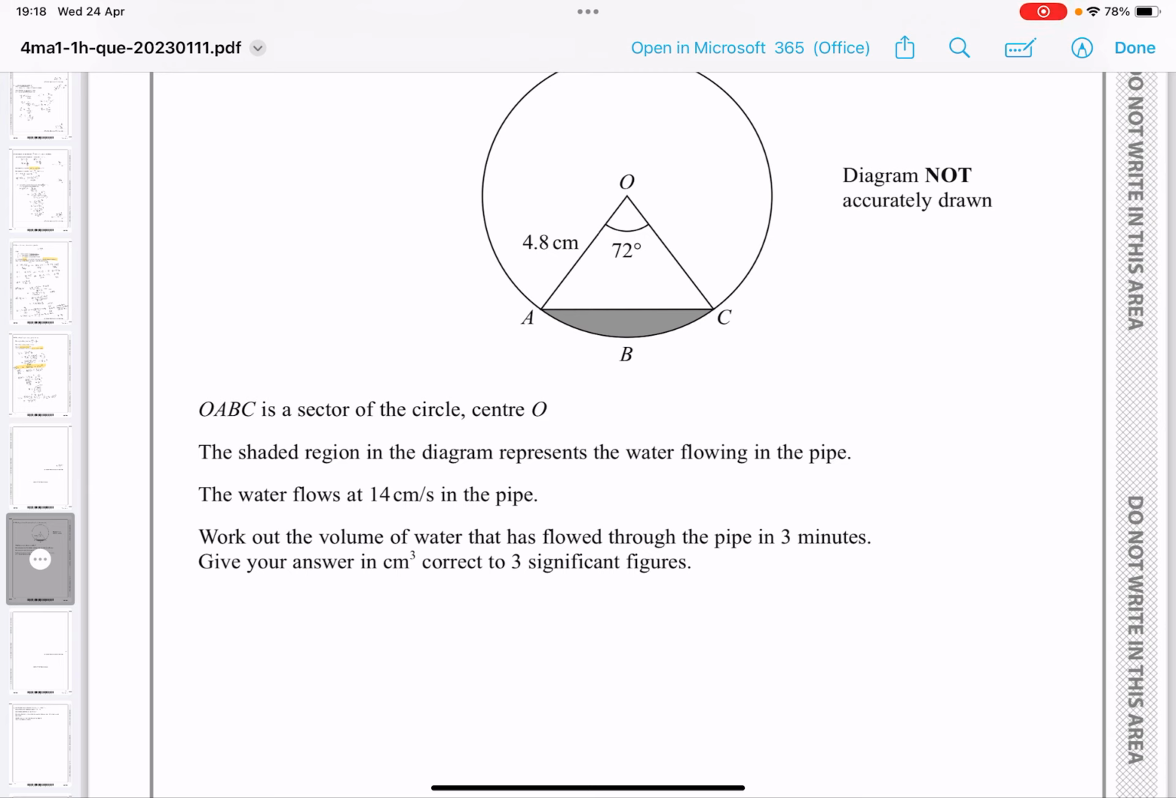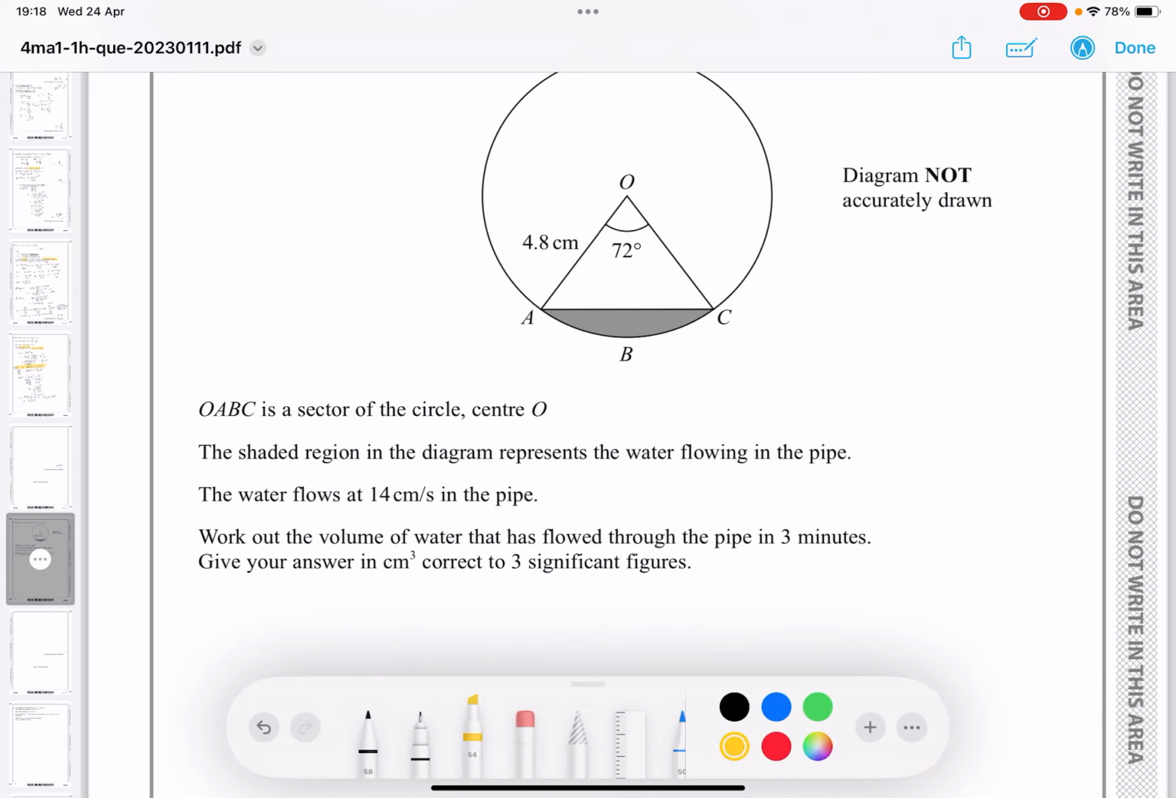Okay, I think if we begin by, so what I'm going to do, again, I'm going to talk you through my approach. I'm going to begin by working out this ABC, that shaded region. The reason why I'm working it out first of all is because the water is flowing into that area, into area ABC. That's where water is flowing in the pipe. Once I work that out, I'll get an area in centimeters squared. So I'm going to use units here.